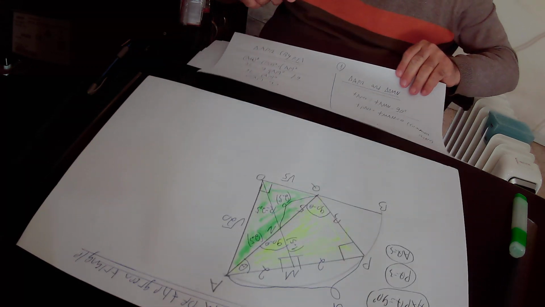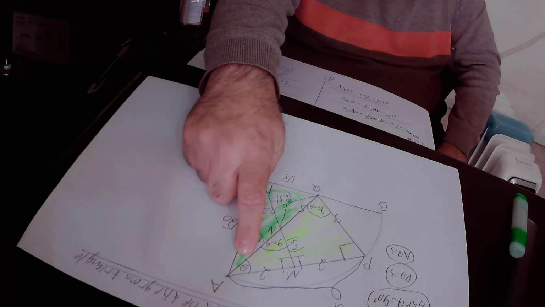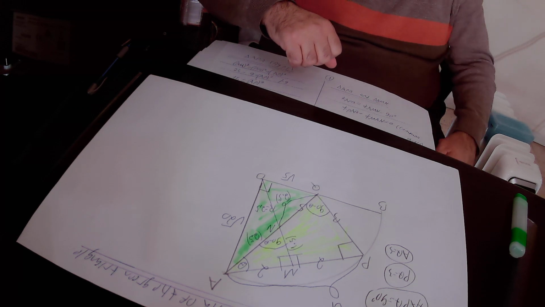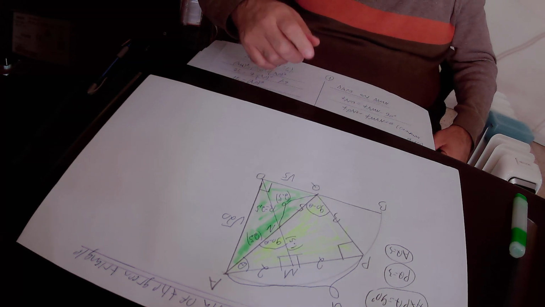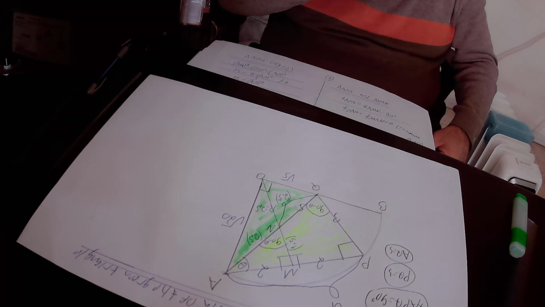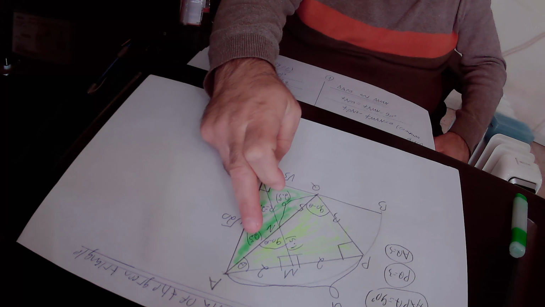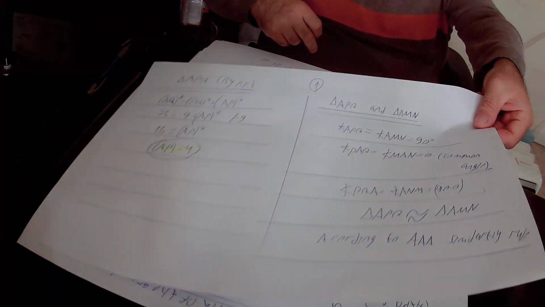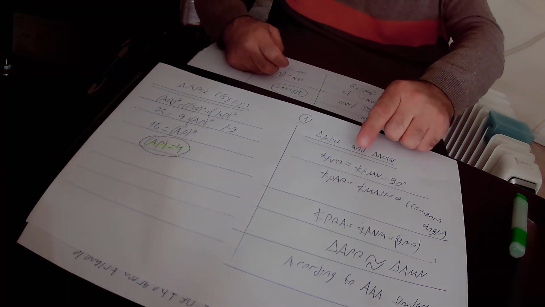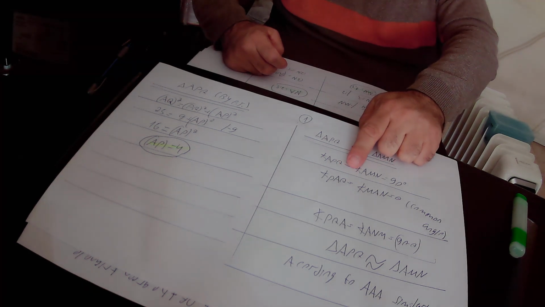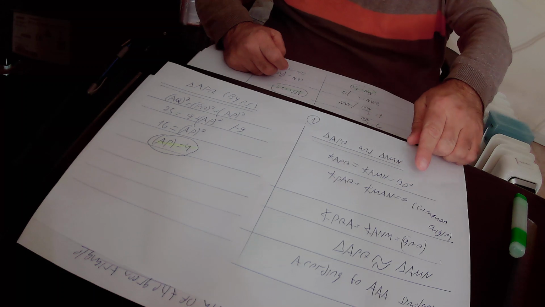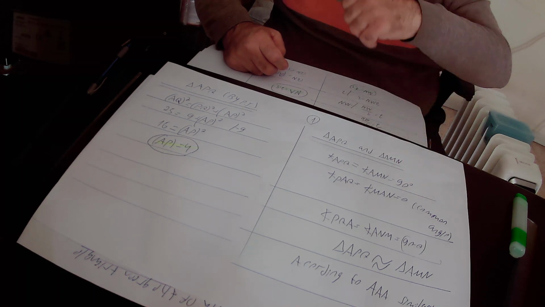In addition, this angle theta is a common angle that belongs to both triangles. Therefore, angle theta equals itself. We call angle theta by two different names. Angle theta is actually angle PAQ, and it is equal to itself. It is equal to angle MAN, that is also angle theta. They are both equal to theta, so it's a common angle. Angle theta equals itself.